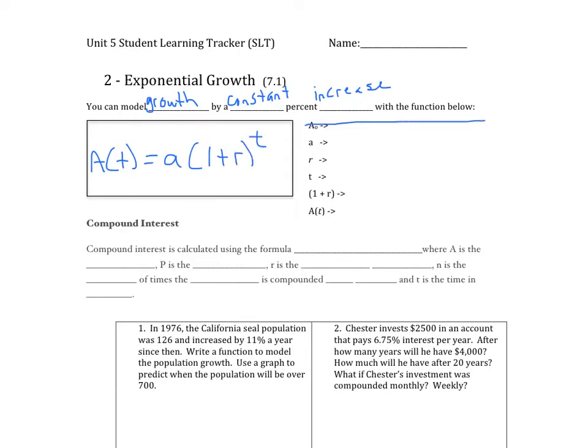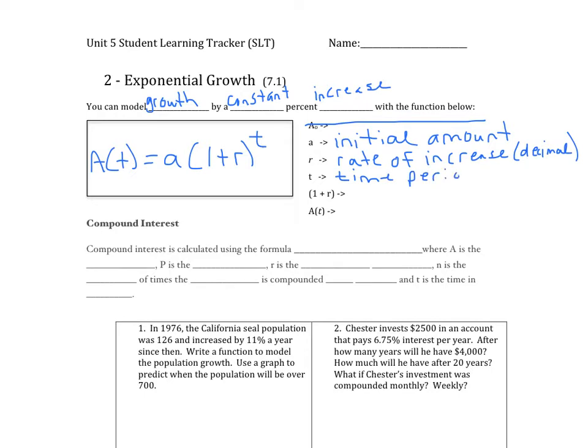I'm going to cross off A sub 0. So A is our initial amount. R is our rate of increase, and that is a decimal. T is the number of time periods, so whether that be years, days, whatever we're measuring in.